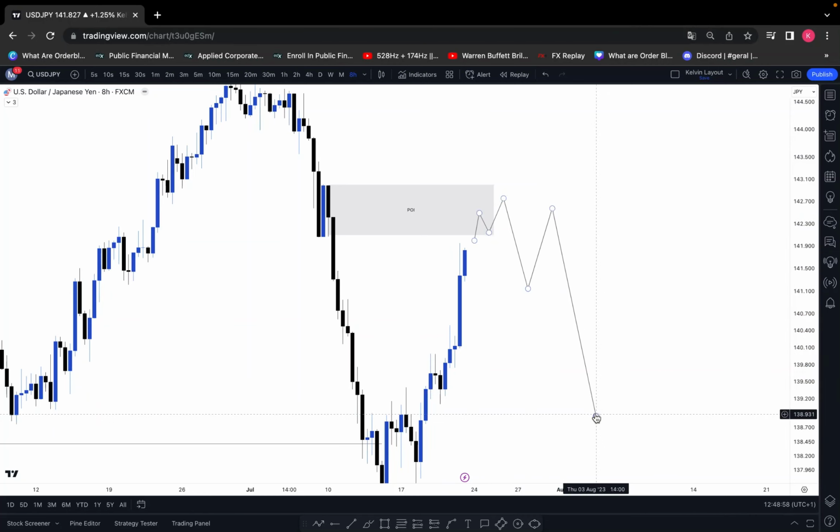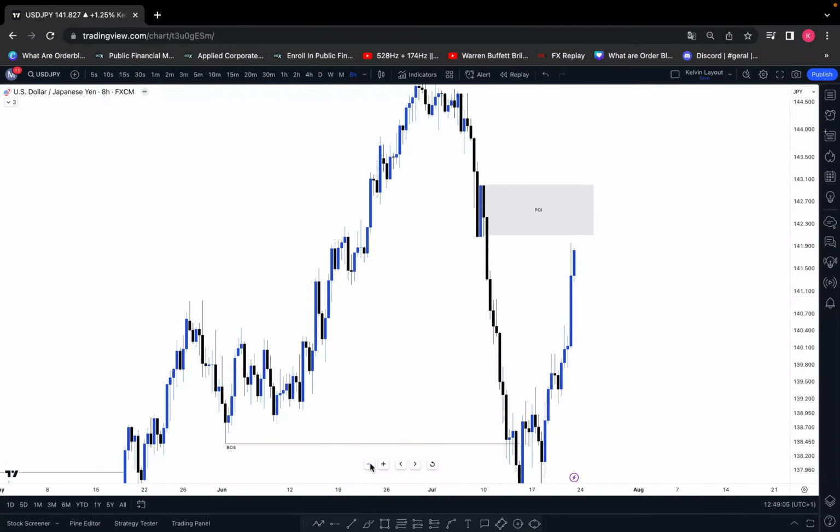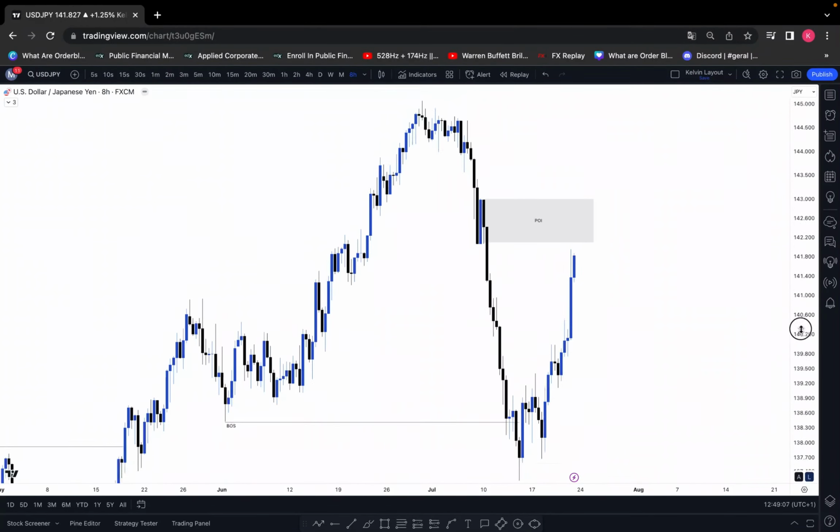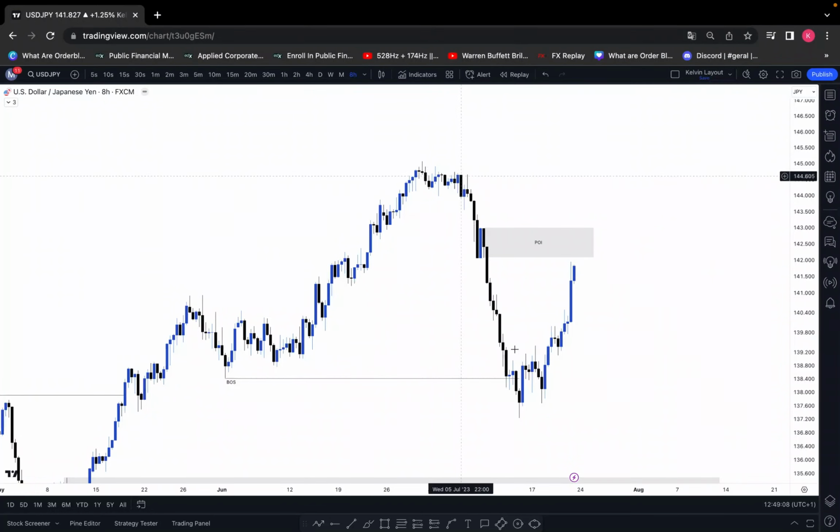So this is how you establish the higher time frame intention on a pair. Understand the higher time frame all the way to the medium time frame before you drop down to lower time frames. So we had the change of character.